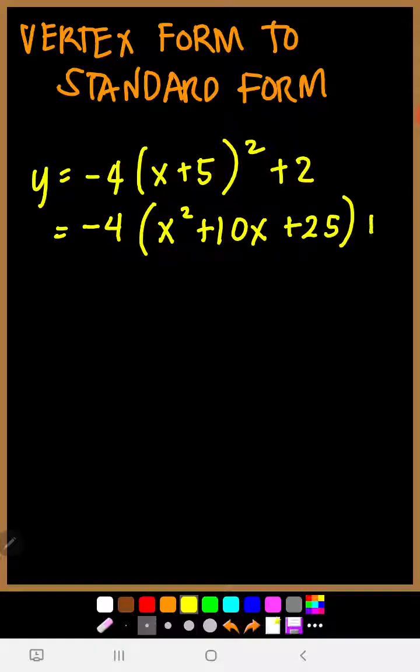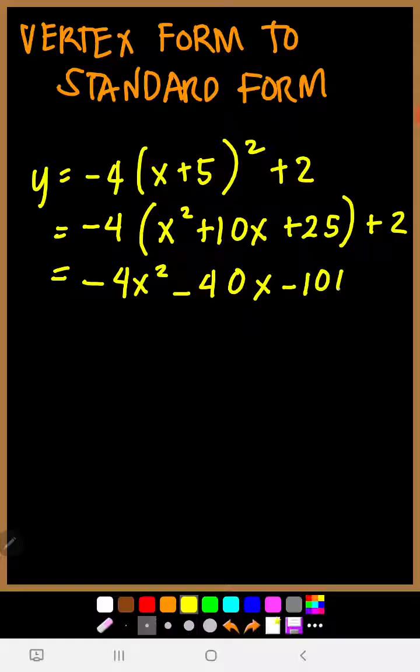Close parenthesis, plus 2. Okay, next step is you distribute the coefficient or yung number na nasa labas ng parenthesis dun sa mga terms na nasa loob ng parenthesis. Tandaan ha, yung mga nasa loob lang ng parenthesis. So, multiply mo negative 4 times x squared ay negative 4x squared. Negative 4 times positive 10x is negative 40x. Negative 4 times positive 25 is negative 100. Wala na yung parenthesis kasi na-distribute na naman natin. So, copy mo na lang yung nasa labas which is plus 2.